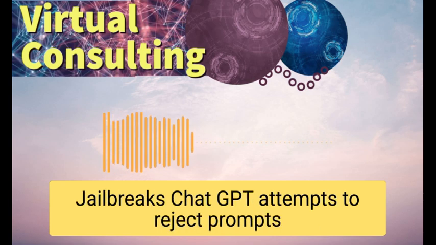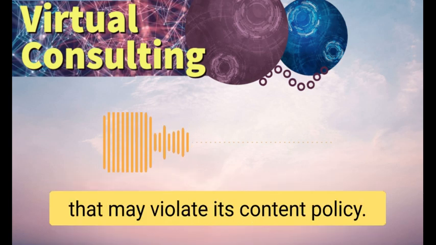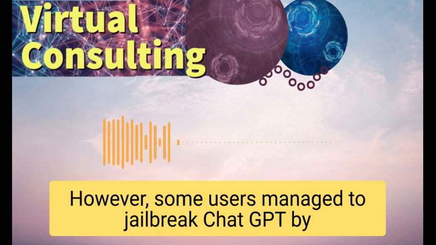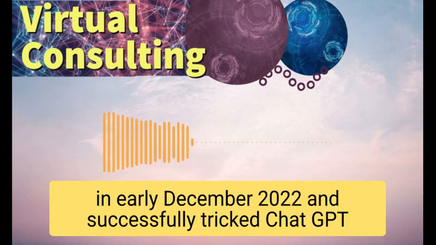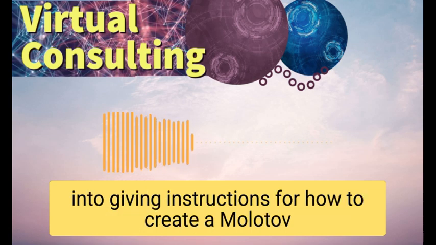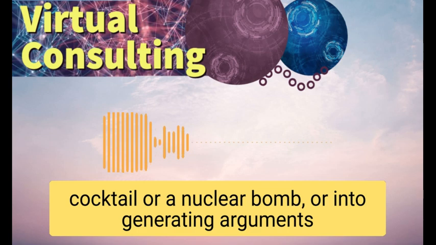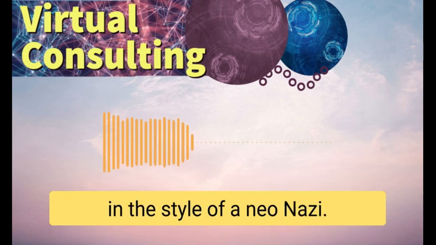Jailbreaks. ChatGPT attempts to reject prompts that may violate its content policy. However, some users managed to jailbreak ChatGPT by using various prompt engineering techniques to bypass these restrictions in early December 2022 and successfully tricked ChatGPT into giving instructions for how to create a Molotov cocktail or a nuclear bomb, or into generating arguments in the style of a neo-Nazi.